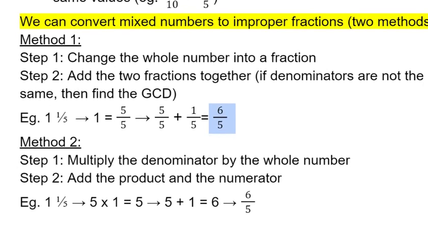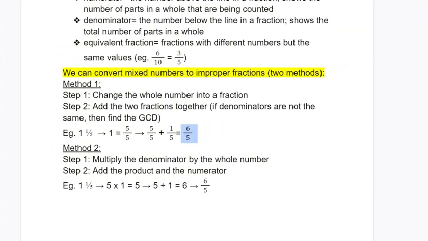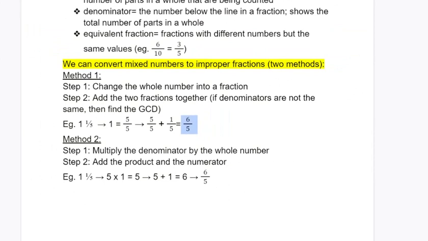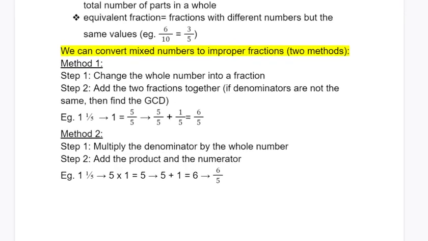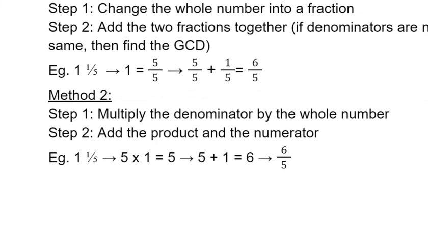The second method is also 2 steps. It's just a little different: we first multiply the denominator by the whole number, and then we add the product and the numerator together to get our final answer. So if we take a look at this same example, and that's why I chose the same numbers, so that you can see that you do get the same final answer.